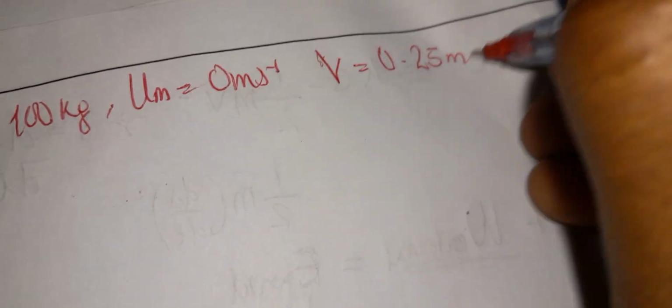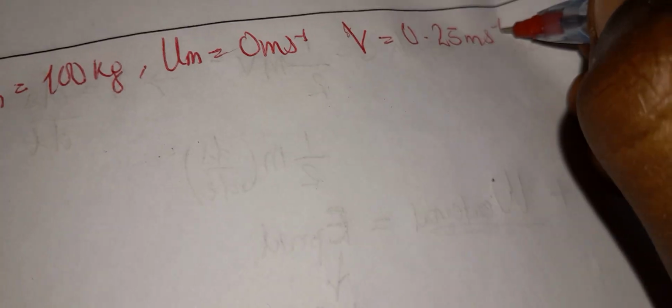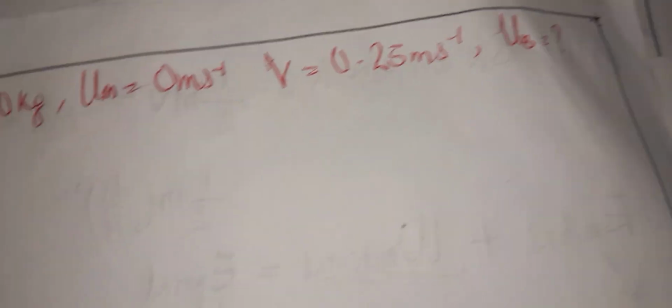Okay, let's find out the speed. All right, the speed is 0.25. It means v equals 0.25 meter per second after impact. We're asked to find the initial velocity of the bullet. We don't know the initial velocity of the bullet.